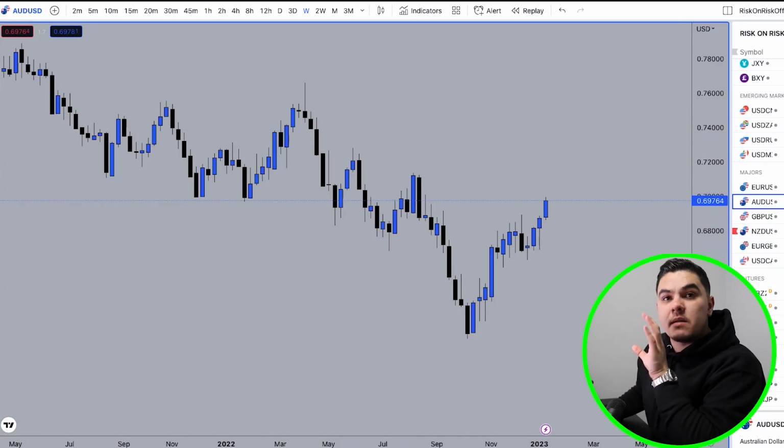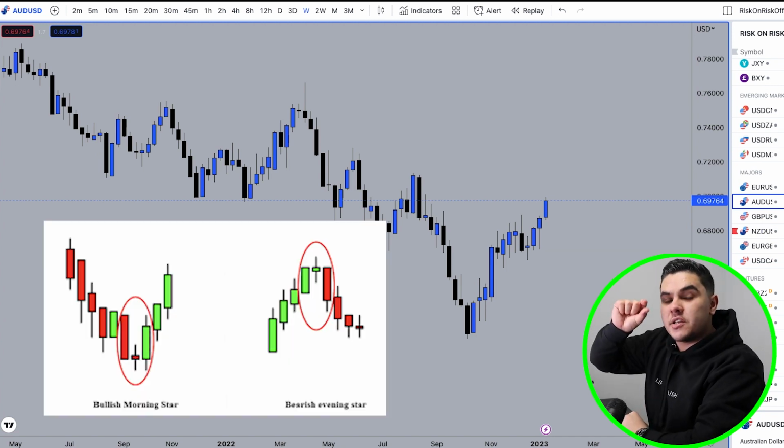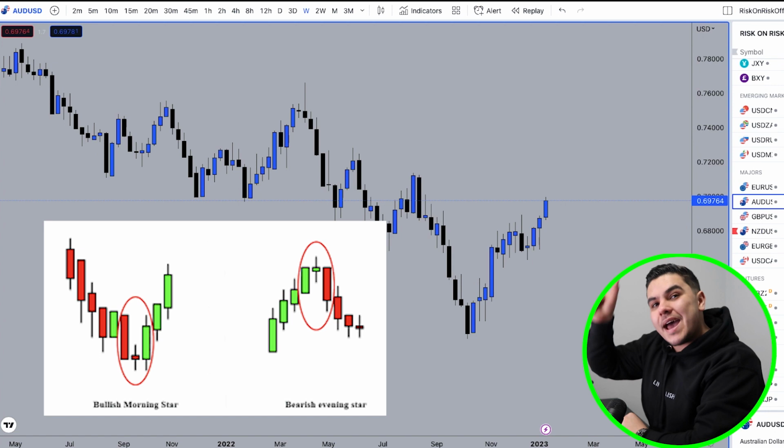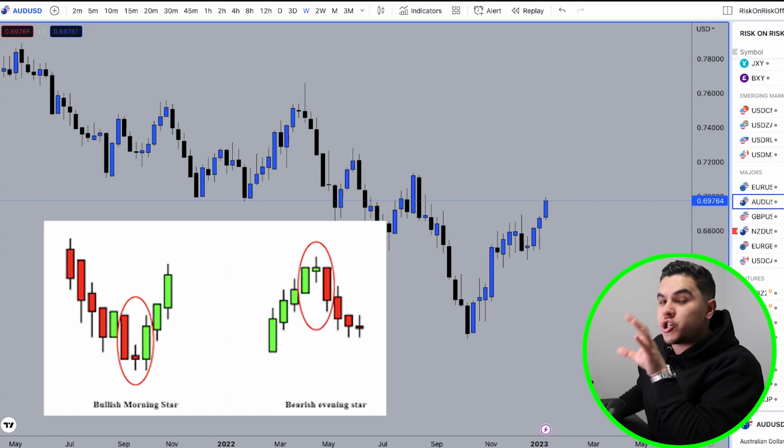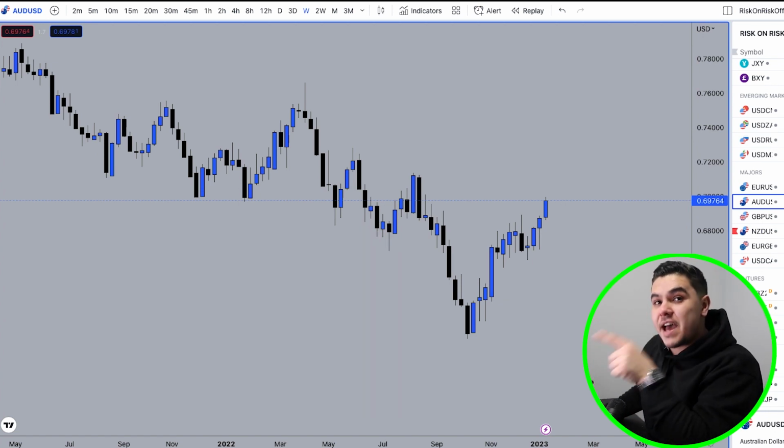Right, so an evening star and a morning star consist of 3 candles. You have your current direction, you have your doji, and you have your reversal candle, which, there again, you want to be jumping on the back of that direction.